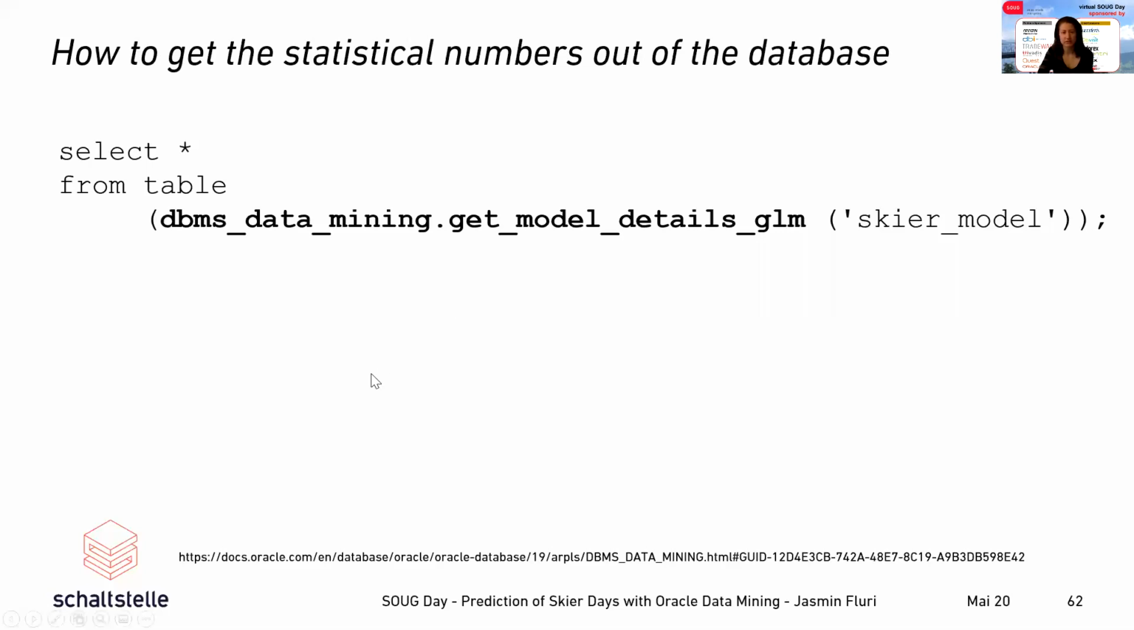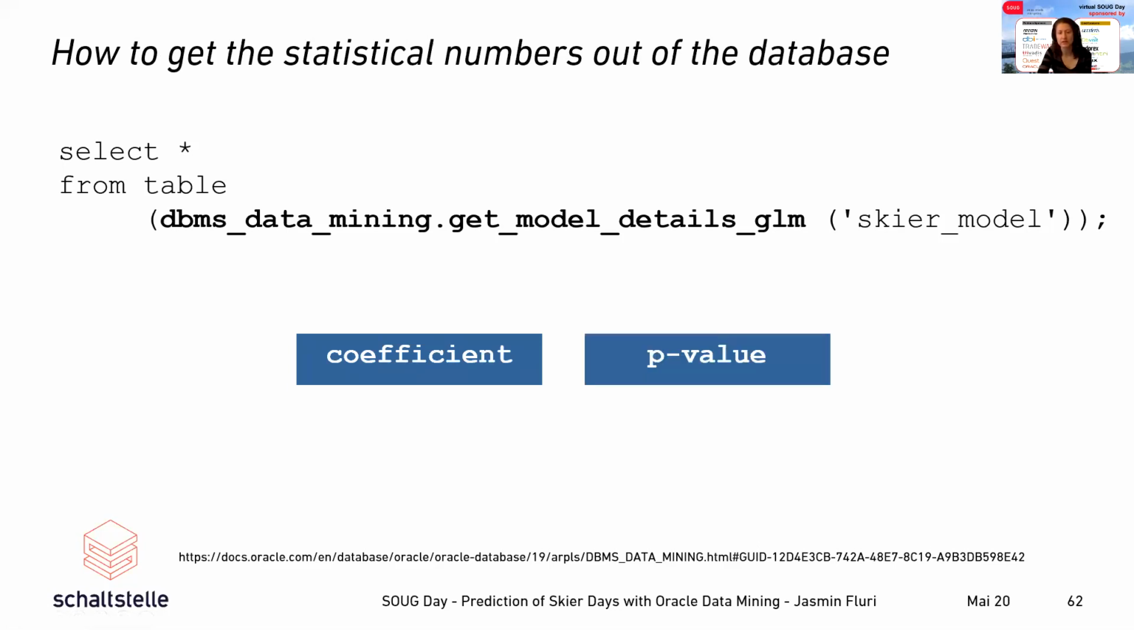The CAD Model Details GLM returns the model values like the linear coefficient estimate, the standard error, or the p-value that tells us the significance of the attributes in the model.